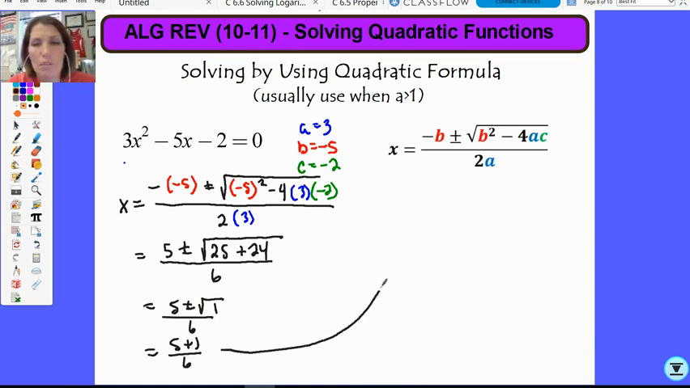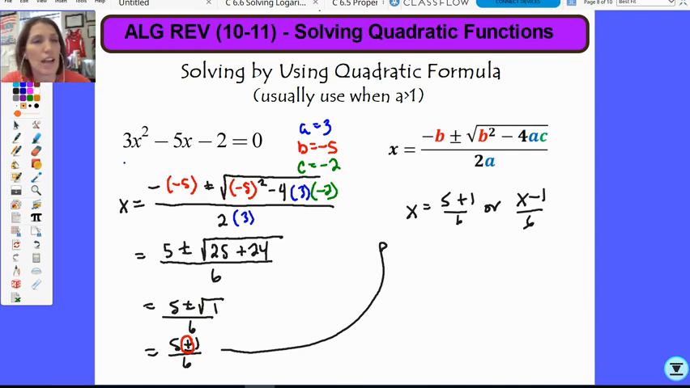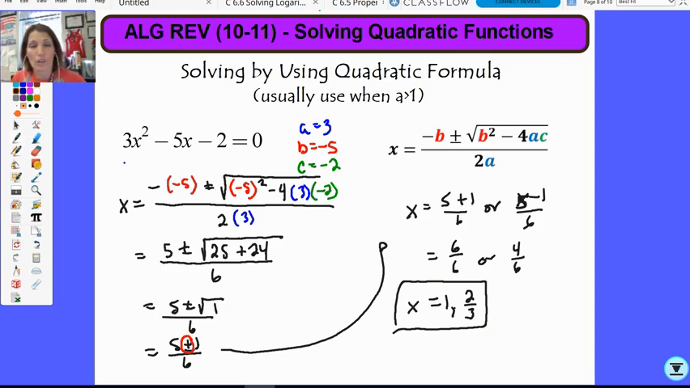So now we're going to take that up here, and we're going to write it as x equals 5 plus or minus 1 over 6. So that's a plus and minus right here, so we have to split them up and have two solutions now. Okay? So it could be 6 over 6, or, whoops, that should be 5, sorry, or 4 over 6, right? So this should be 1 or 2/3. Those are my solutions. And that's how the quadratic formula works. Very simple, just plug and play, okay?